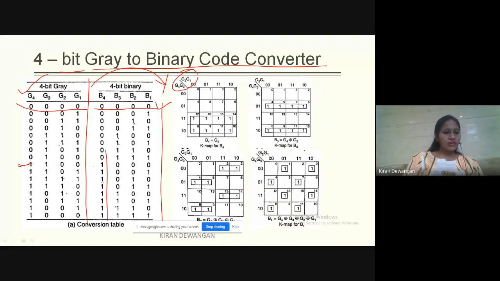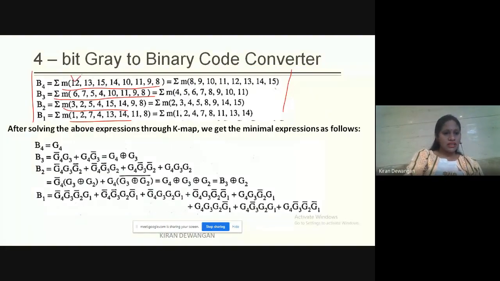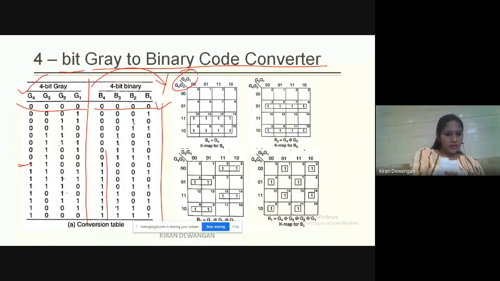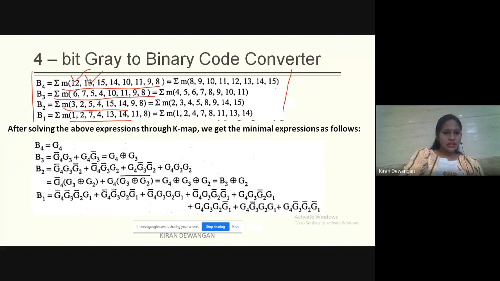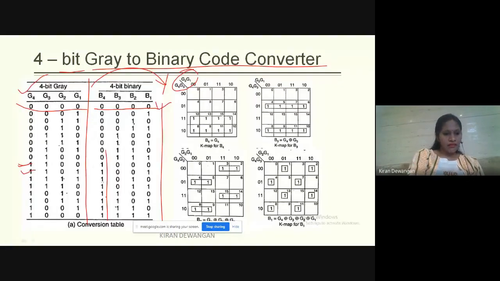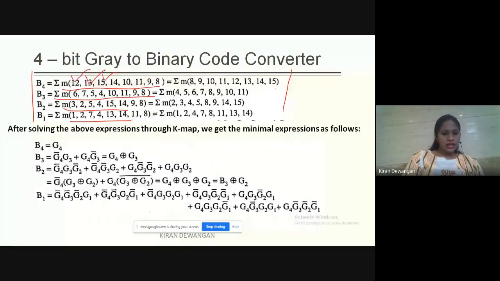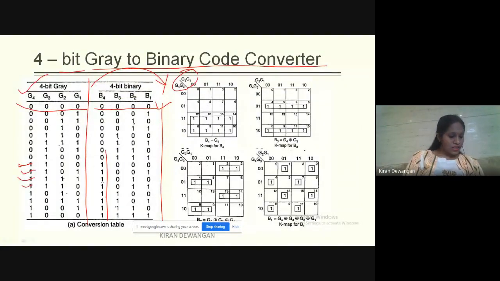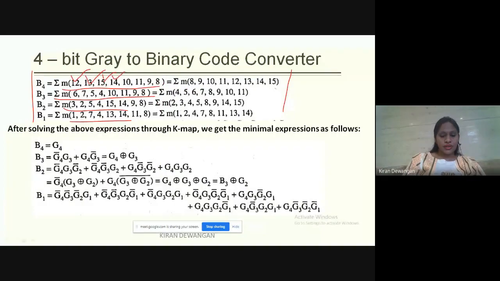So 1100 is nothing but 12. This is what is written, 12. Then 1101 is 13, so it's written 13. Then we have 1111, it's 15, and we have written 15 here. And then we have 1110. 1110 is 14, and 14 is mentioned here.